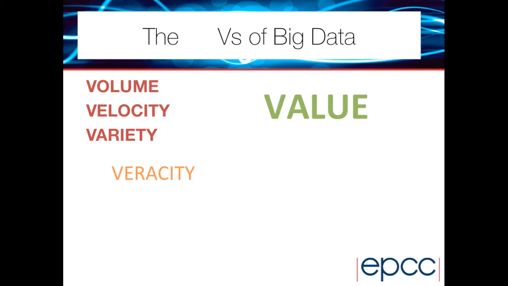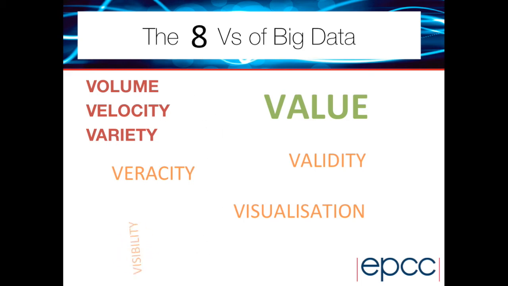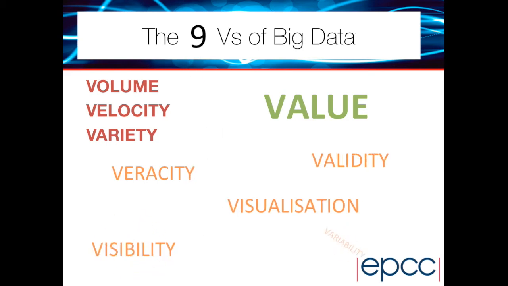The trouble was, as soon as somebody invented a 4th V, everyone jumped on the bandwagon. And before you knew it, there were 6, 7, 8 V's. People keep on adding them. And what I'm going to do now is to try to explain what all these V's are, and say those that I think are important.